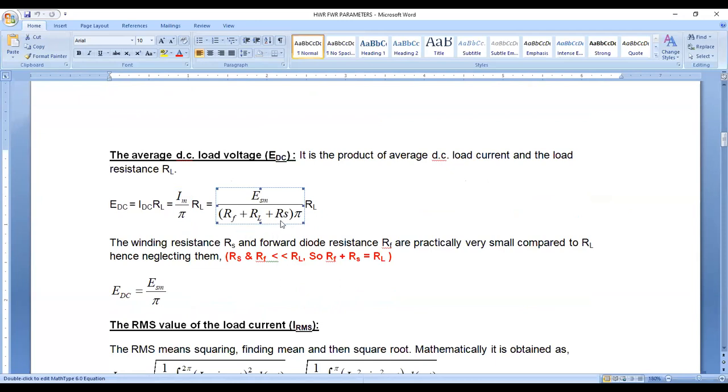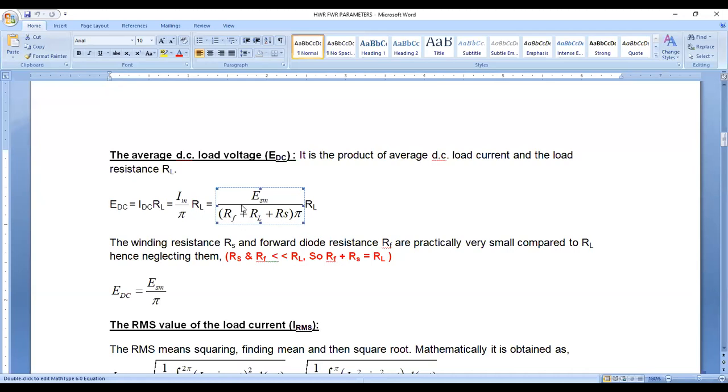Why? Because RS is internal resistance. RF, the forward resistance, is very less in the case of a diode. Already discussed in the case of PN diode. Reverse resistance is in terms of mega ohms. Forward resistance is in terms of kilo ohms. Forward resistance is very less resistance. So that's why we can neglect RF plus RS here. We can neglect RF and RS. These two are very, very small when compared to RL. So RF plus RS is approximately equal to RL.